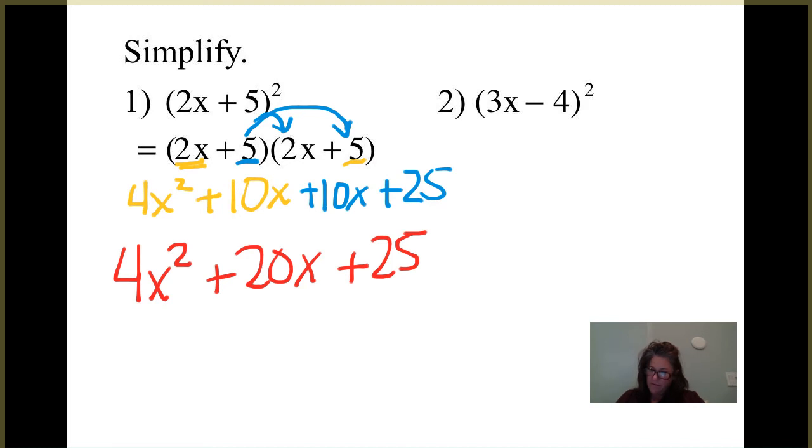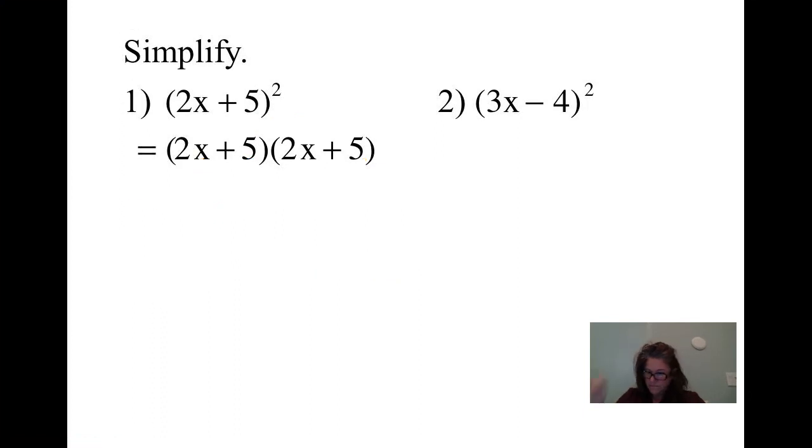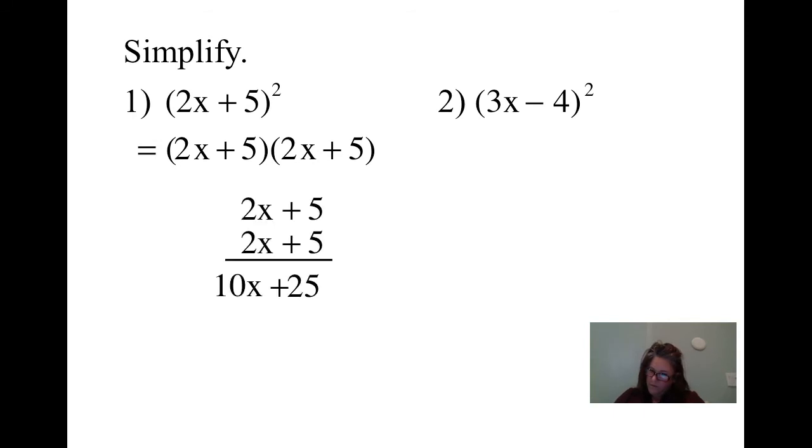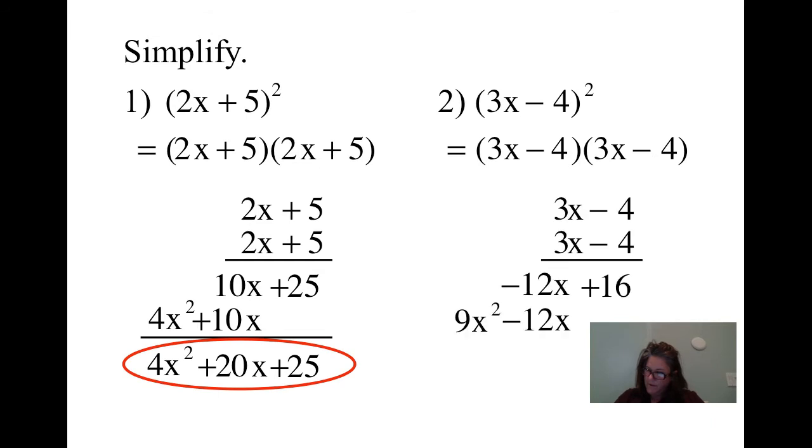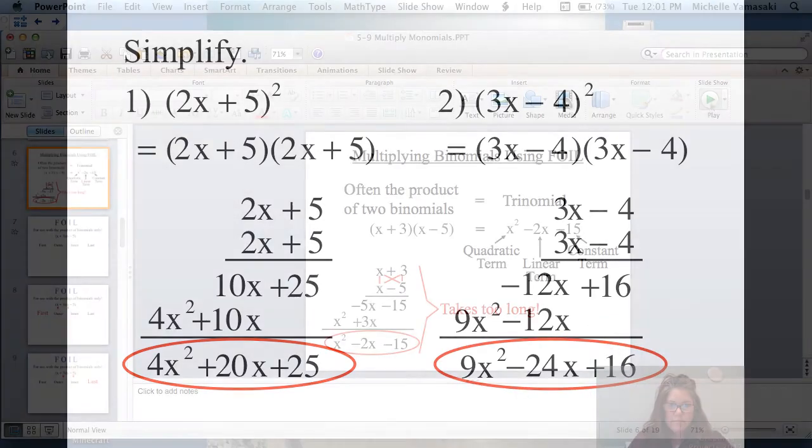All right, pause the video, and now you try the next one. All right, now let's continue. I'm just going to go through this really quick. They're doing it the vertical method. And your final answer for number 2 should be 9x squared plus 24x.